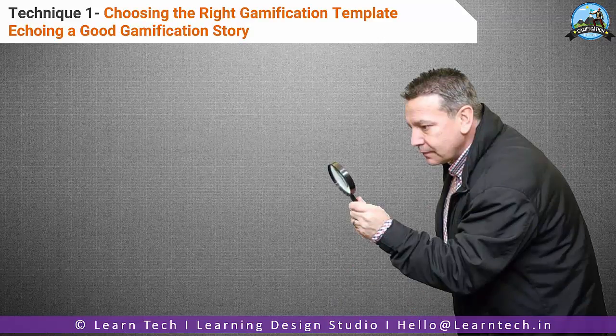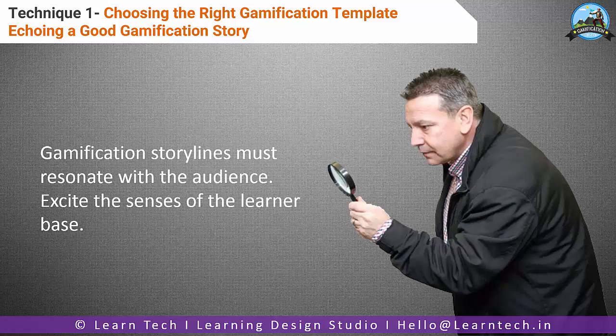Technique 1. Choosing the right gamification template, echoing a good gamification story. Gamification is template-based and works on a storyline. The storyline can be a mountain expedition, finding your way back from a lost island, a millionaire quiz game, remember Kaun Banega Crorepati, or solving a mystery. It can be anything. Gamification storylines must resonate with the audience and excite the senses of the learner base.